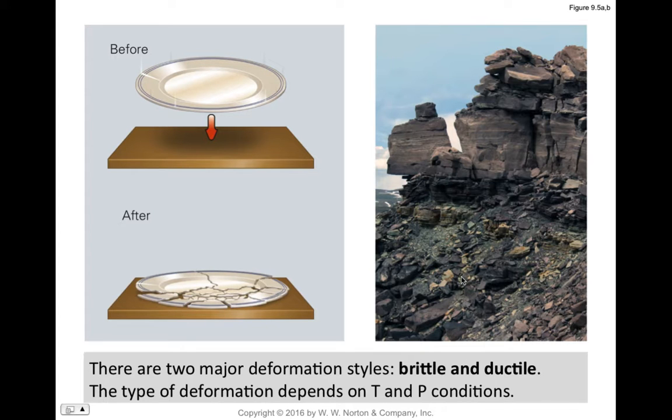And what may cause brittle and ductile deformation depends on the temperature and pressure. So obviously, brittle will be at lower temperatures and pressures, higher crustal levels, whereas ductile deformation will occur where it's warmer, at deeper levels where there's more pressure and more temperature.